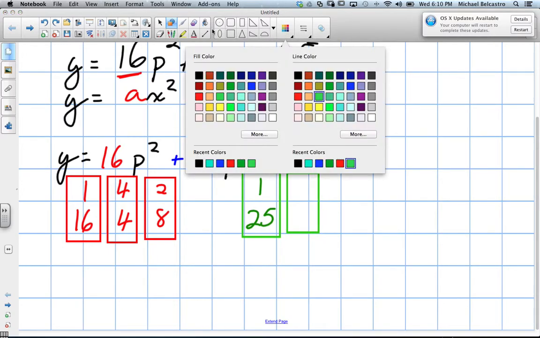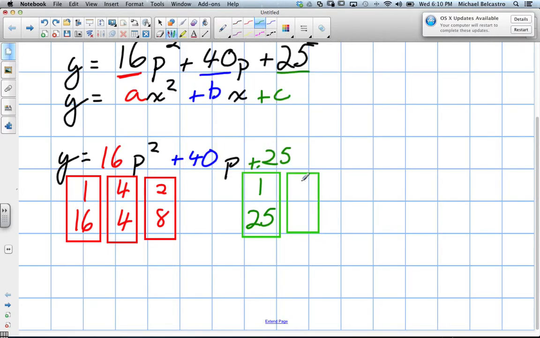Now, the reason I've gone about doing it this way is because I want to help us organize for what we're about to do next. I set these columns up because next I'm going to need to find the product of two numbers that add up to our b value, okay? And in this case, that's 40.